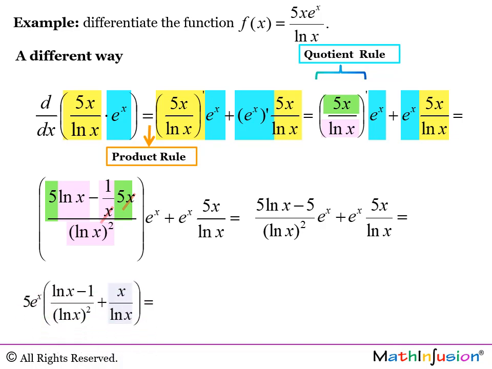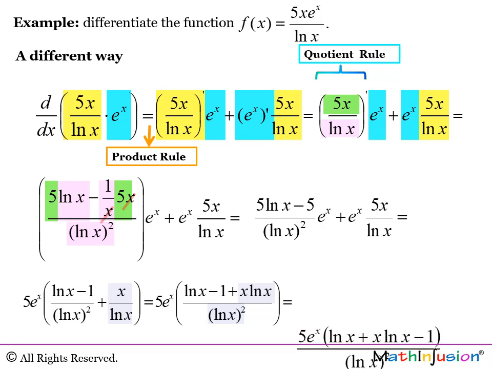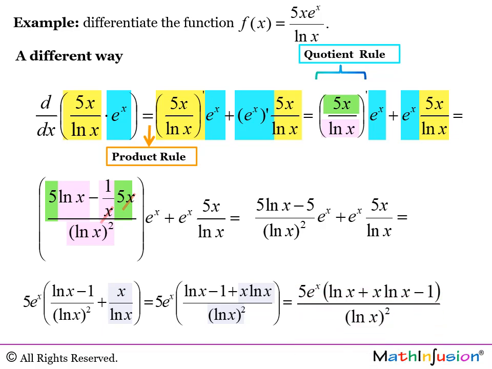Now I can distribute e to the x and 5. And as you can see, I get this. I will simplify a little more because I would like really to get what we got before. So instead of writing x over ln of x, I'm writing x times ln of x over ln of x to the power of 2. So it's a common denominator. And I get this exactly as before. Differentiation of a function is unique, so obviously I should get exactly as before.